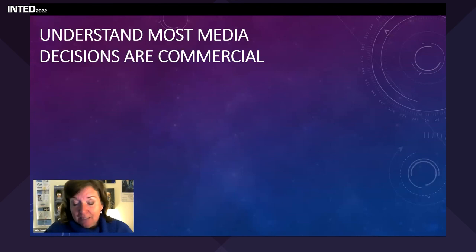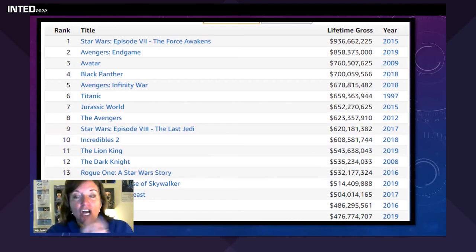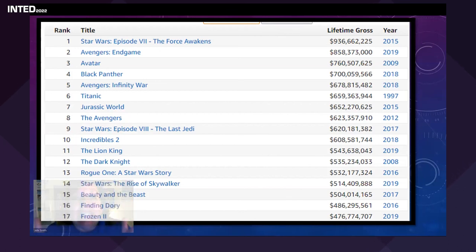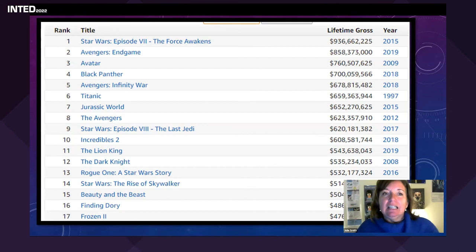We have to understand that most media decisions are commercial. This is all-time Hollywood box office worldwide. And what's so interesting about this list is that there is nothing on here that is an original idea. Everything is a franchise or based on a book or based on a comic book or a sequel. You might say The Lion King is an original idea. I would say that it's Hamlet. There's no risk. Hollywood is not going to spend a gazillion dollars unless they know they're going to get it back, and you get it back with franchise films and sequels.